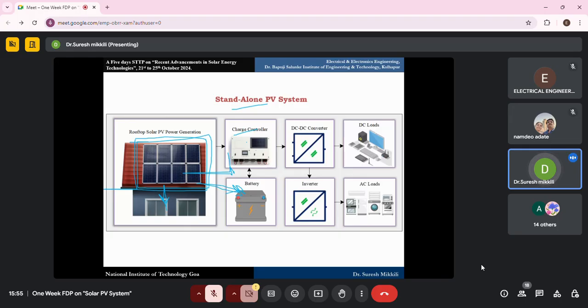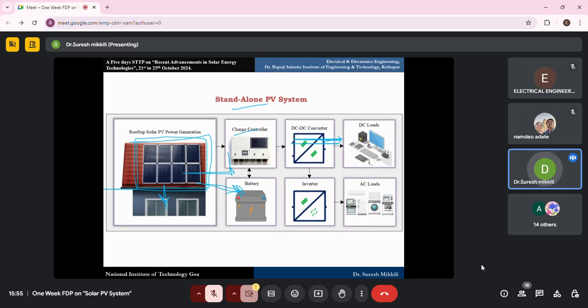Here, suppose at your home you have two different loads: a few AC loads and a few DC loads. 90% are AC loads only. If it is only a DC load, then you will use a DC-DC converter. Based on how much power is required, that much power will be given directly.